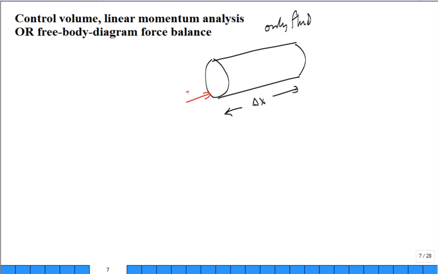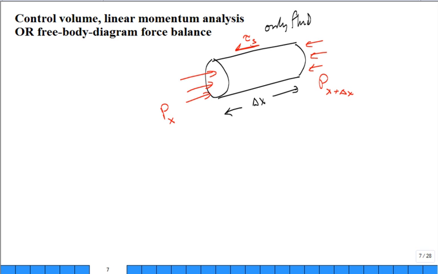Well, we have acting over this whole front face the pressure at location x. How about on the back face? The pressure at location x plus delta x. And then everywhere around that surface area is surface shear stress. You can go back and do a linear momentum analysis. You have mass flow coming in and out of that control volume, but it's fully developed, hence the linear momentum flow rate's not changing. It really just boils down to a free body diagram and a force balance.